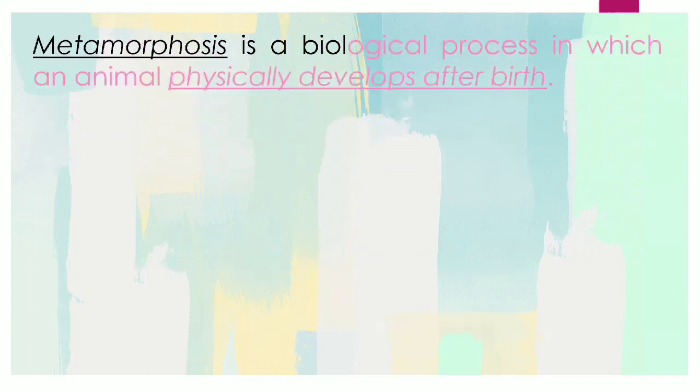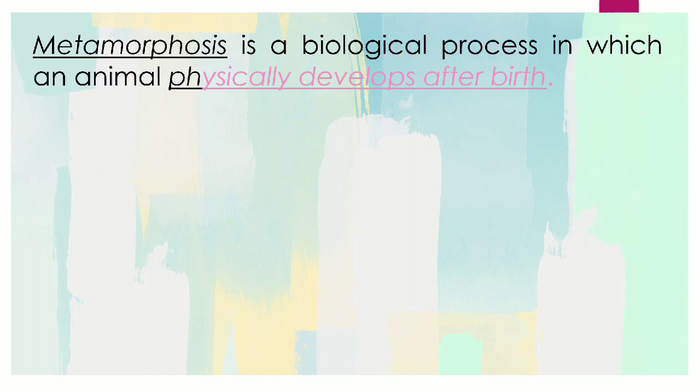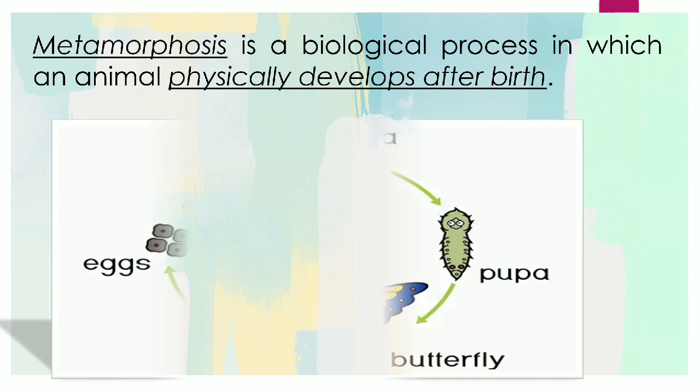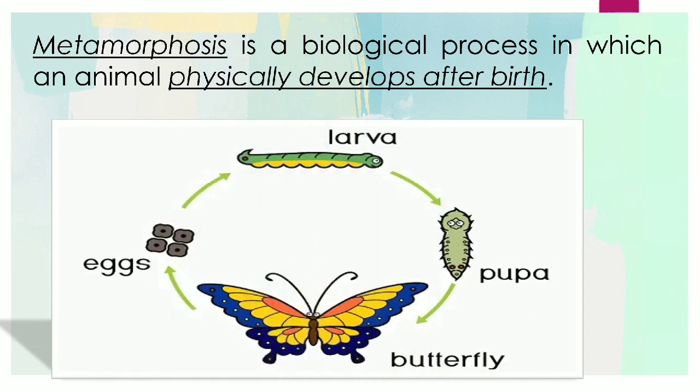Metamorphosis is a biological process in which an animal physically develops after birth or hatching from the eggs. This is usually in distinct stages. So the first stage is called larva, sometimes passing through pupa and ending as an adult.